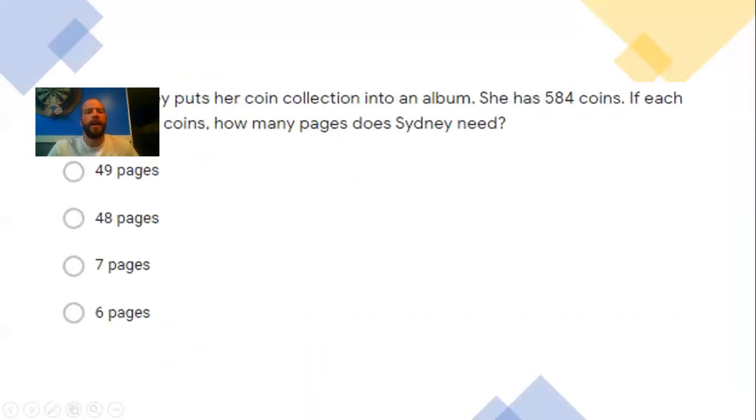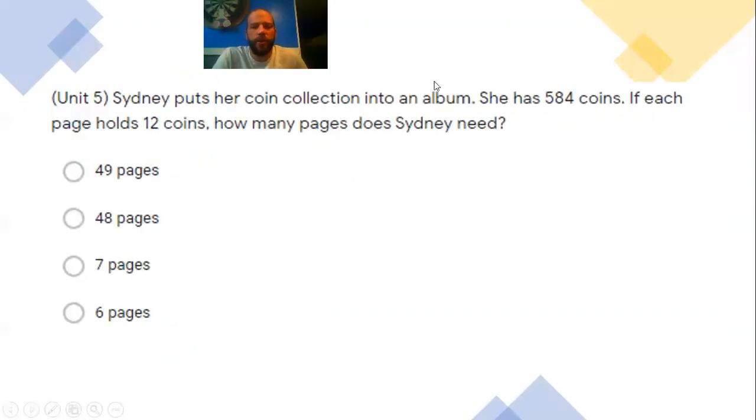Let's go to Unit 5. Sydney puts her coin collection into an album. She has 584 coins. But if each page can hold 12 coins, how many pages does she need? So you're going to try to figure out how many 12s are in 584, which is division. You are going to get a remainder here.